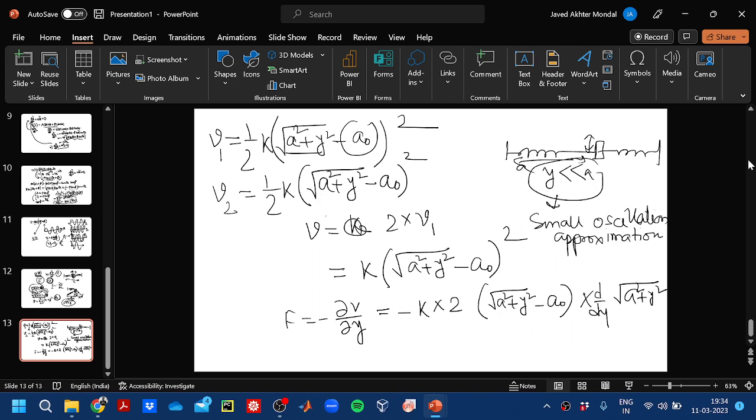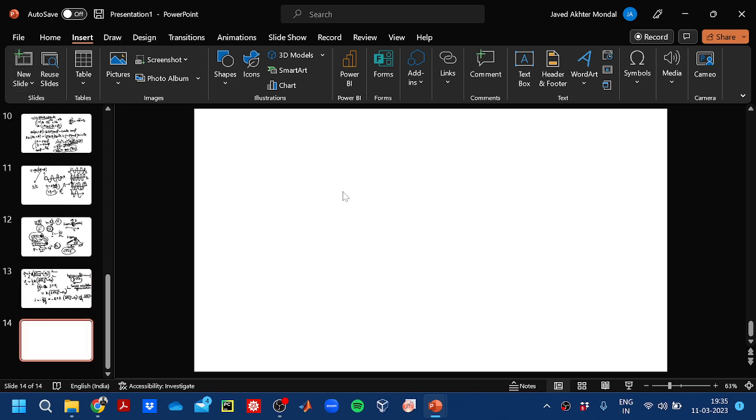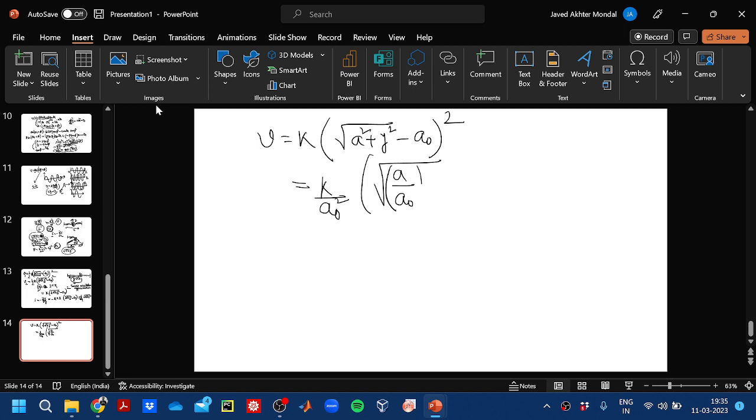So let us first look at how the potential will look in the small oscillation approximation. Then we will calculate the force. So the potential is k multiplied with the square of the square root of a square plus y square minus a0. For a, we can take it outside: a0 squared into the square of the square root of (a by a0) squared plus (y by a0) squared minus 1. So this is how the potential looks.